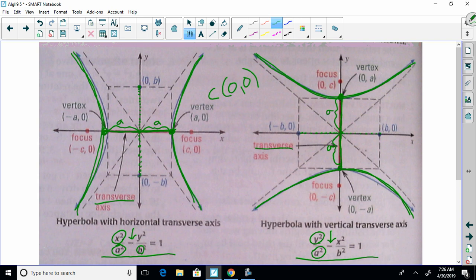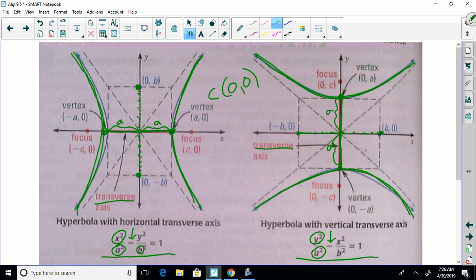It's not labeled on this diagram, but if you go from this point to this point, that's the minor axis, or in the hyperbola world, we call that the conjugate axis. In the one on the right, this point to this point, the minor or conjugate axis.